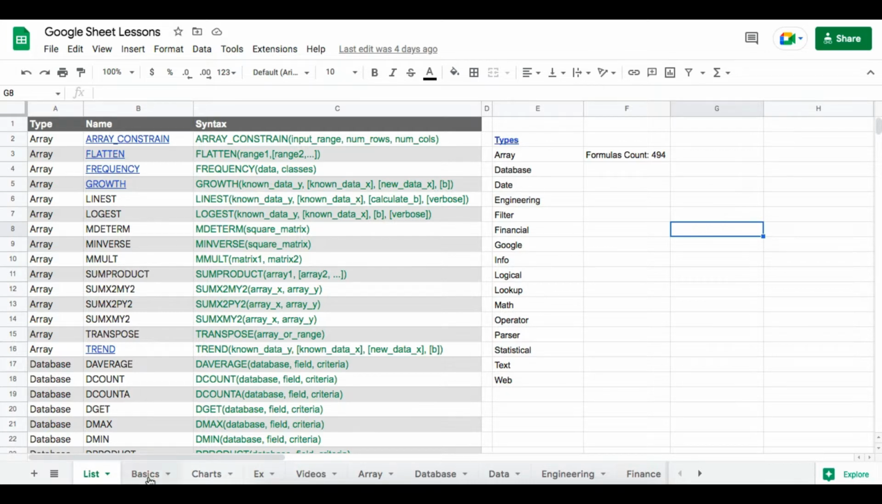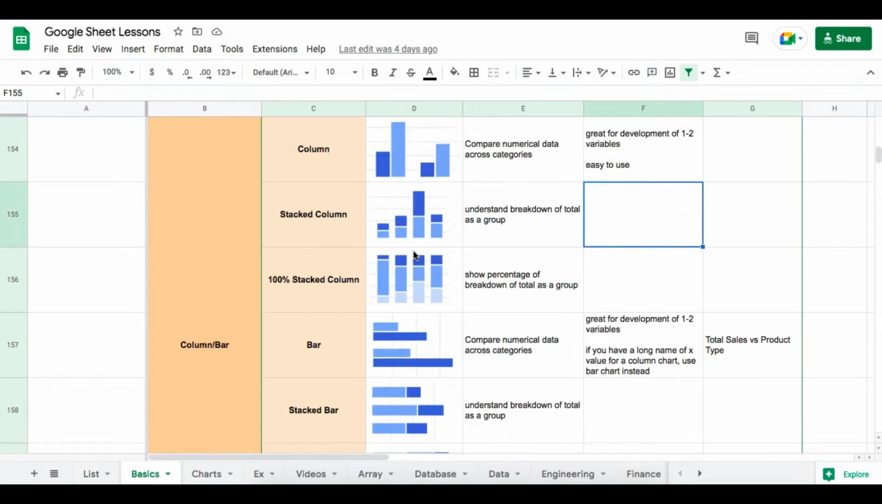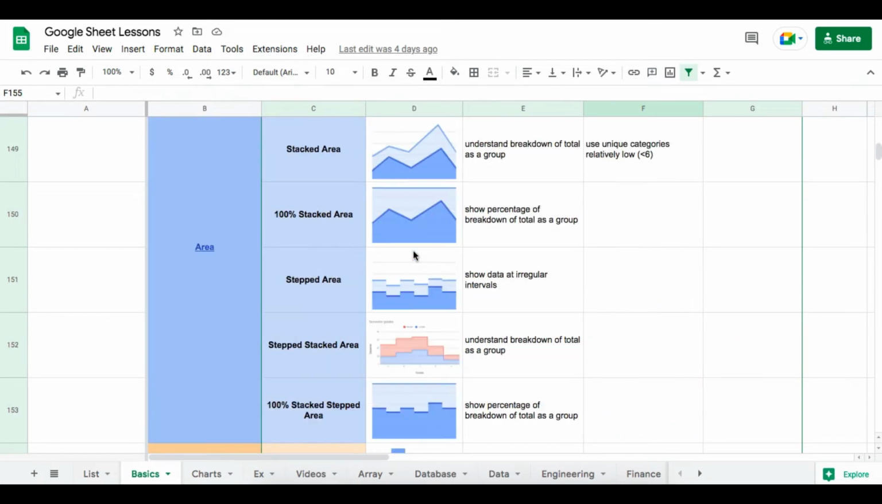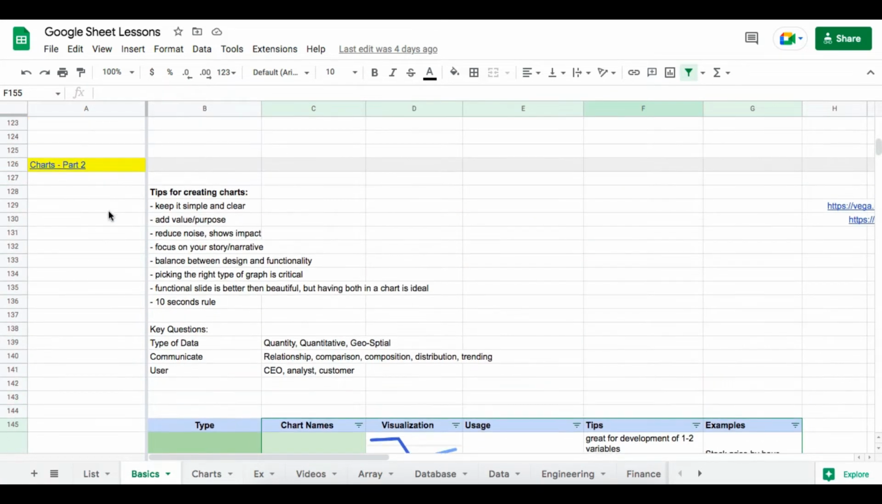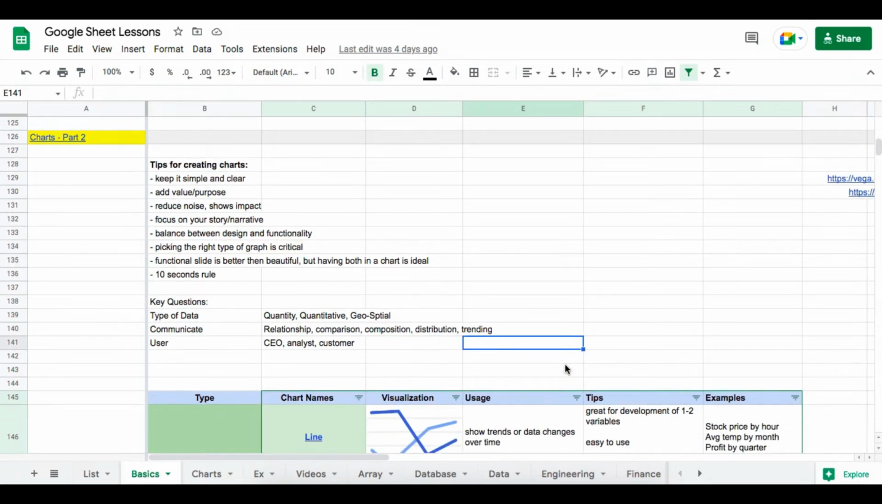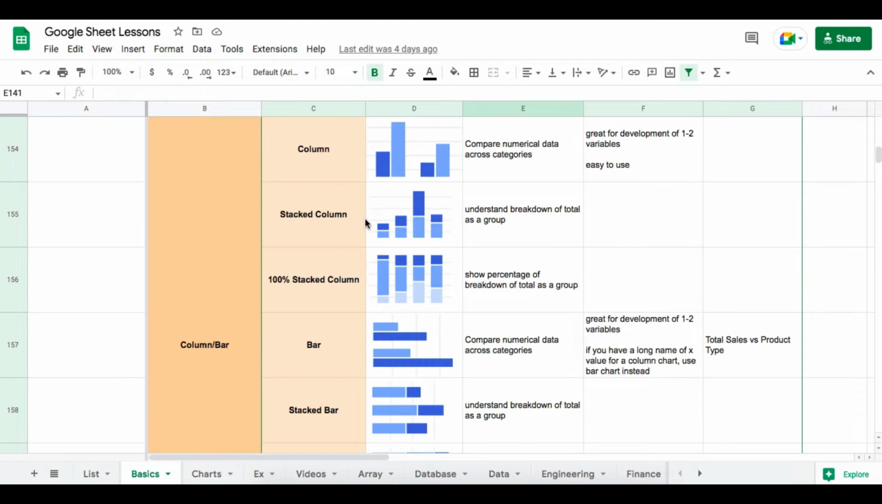We go to basics and then you go all the way down until you reach chart part 2. You go all the way down. This is the area chart we did last time. So this is the column chart.